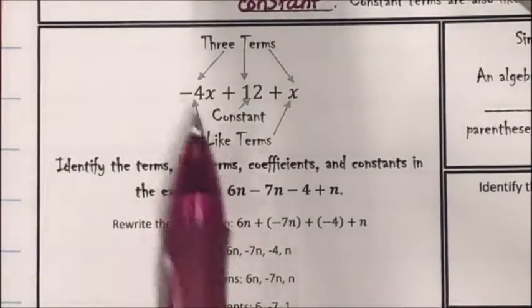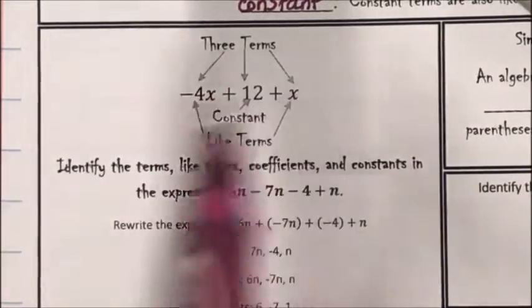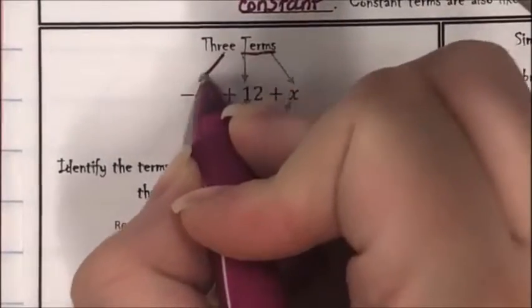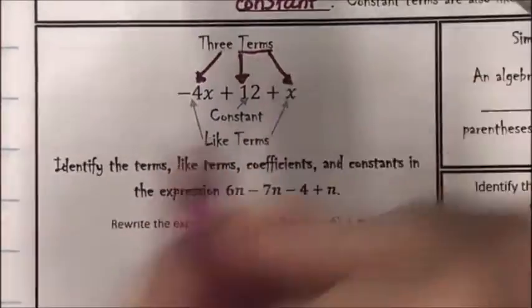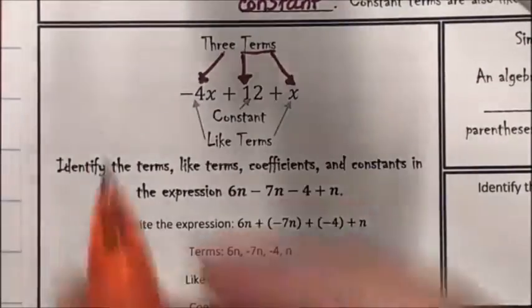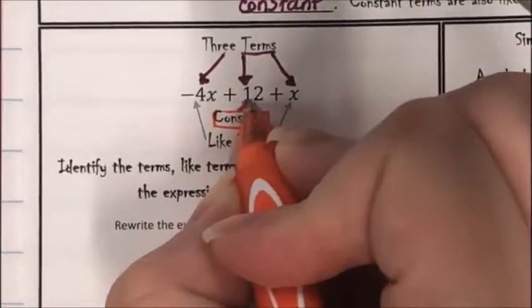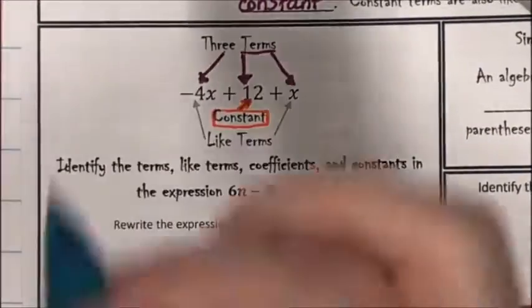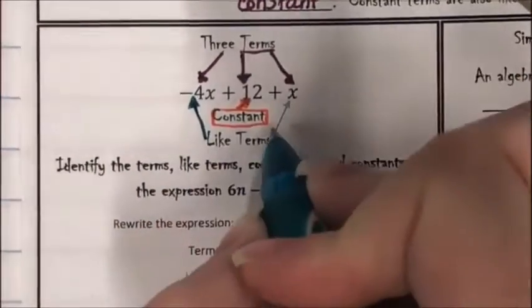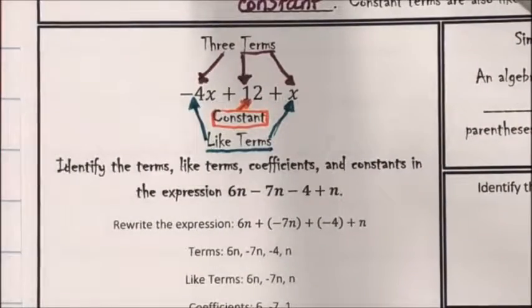Okay, so if I have 3 terms, I have negative 4x plus 12 plus x. So each one of these is a term. 12 is a constant because it has no variable attached to it. And negative 4x and x are like terms because they're both x values.